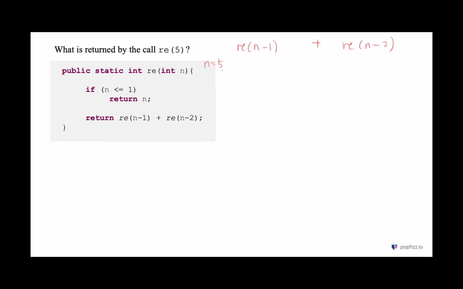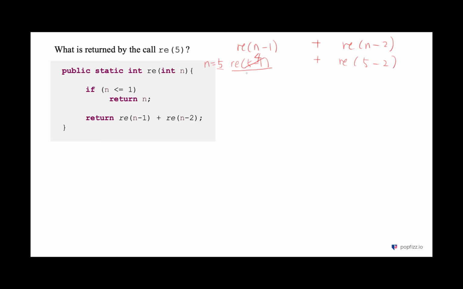And 5 does not meet the base case, so we execute the last return statement. So this will give us re 5 minus 1 plus re 5 minus 2. And now we have 2 rabbit holes to take care of. And this will keep expanding. And next, n is now 4 for the left side. We'll take care of the left side first.